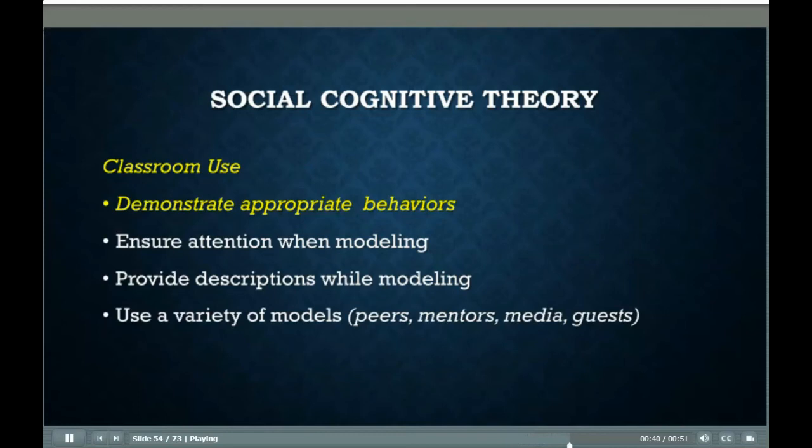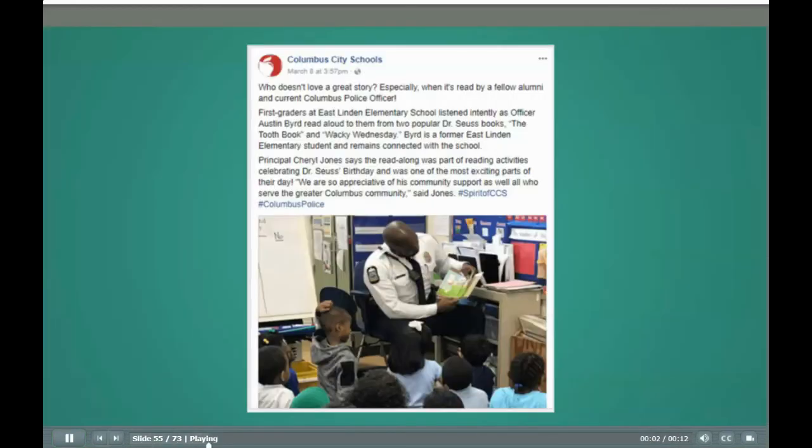And think about the variety of models that you have. It does not always have to be you. You can have other students stand up and model something. You can bring in guest speakers or parents or mentors. I think this is a lovely example where Columbus City Schools brought in a police officer to read stories to the kids, and he was also an alumni of the school.